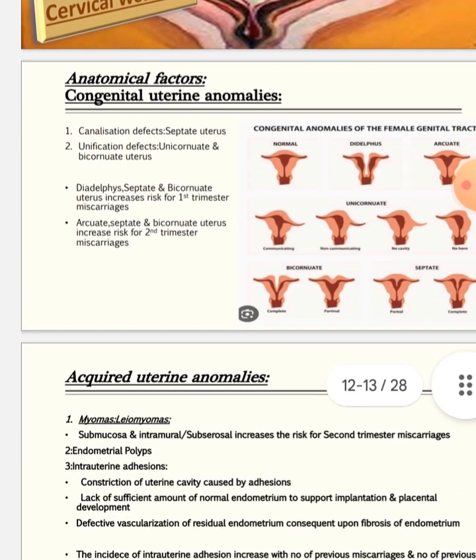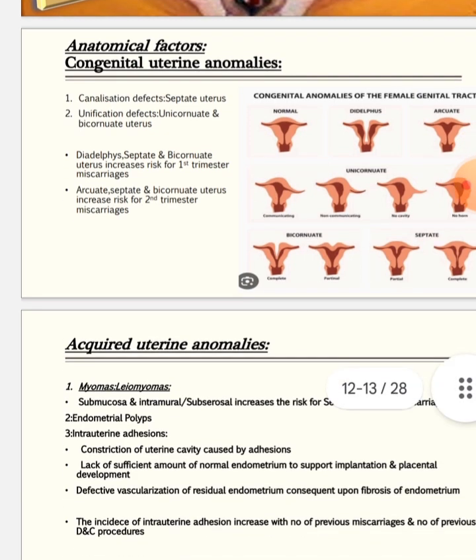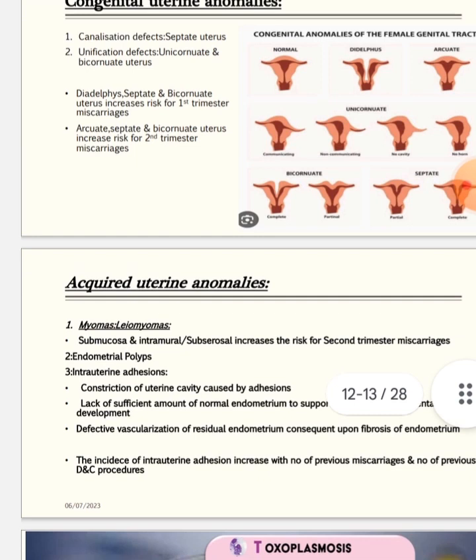Acquired uterine anomalies include fibroids, submucosal, intramural, or subserosal, which increase the risk of second trimester miscarriage. Endometrial polyp, intrauterine adhesion. What does intrauterine adhesion lead to? It causes constriction of the uterine cavity, lack of sufficient normal endometrium to support implantation and placental development, and defective vascularization of the residual endometrium consequent upon fibrosis of the endometrium. The incidence of intrauterine adhesions increases with the increased number of miscarriages and the number of D&C procedures.